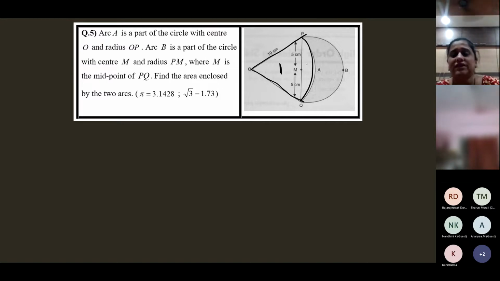This is a triangle, this is a segment. 1 and 2 together is a sector. Region 1, triangle. Region 2, segment. The triangle and the segment put together is a sector. Let's find the area of the sector.